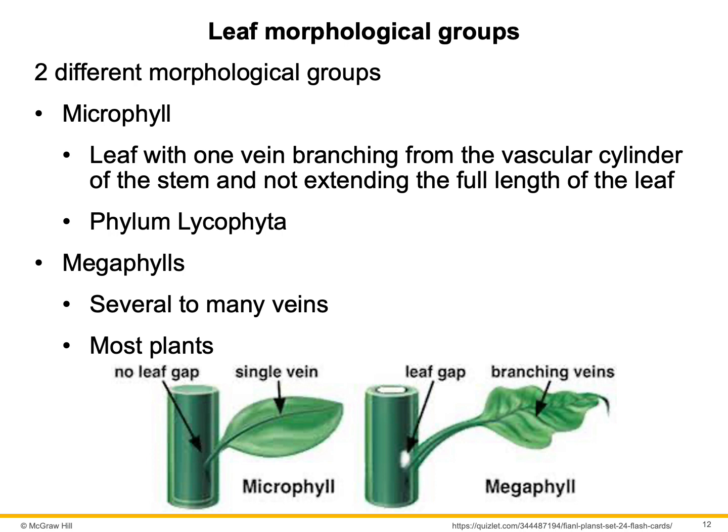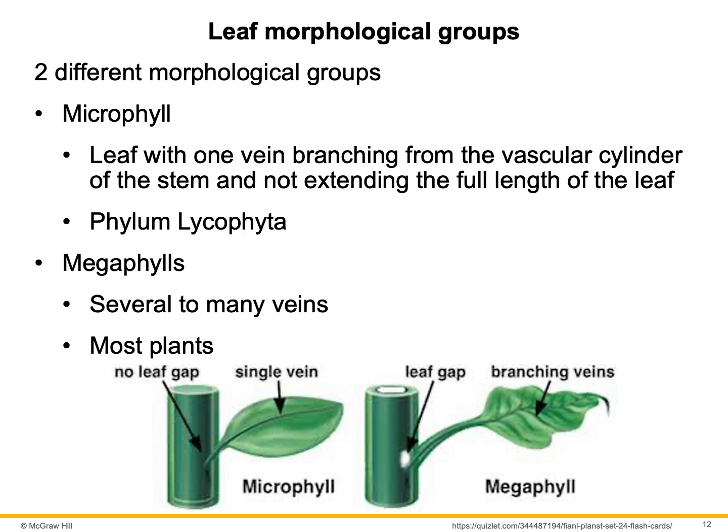Now we are going to look at leaf morphological structures. Leaves fall into two morphological groups: microphylls and megaphylls. A microphyll is a leaf with one vein branching from the vascular cylinder of the stem and not extending the full length of the leaf. These are found in the phylum Lycophyta.